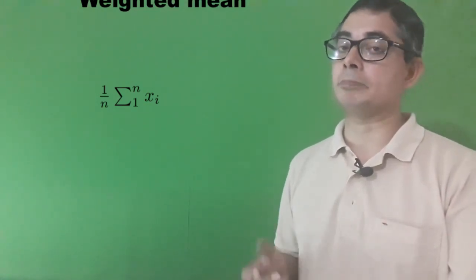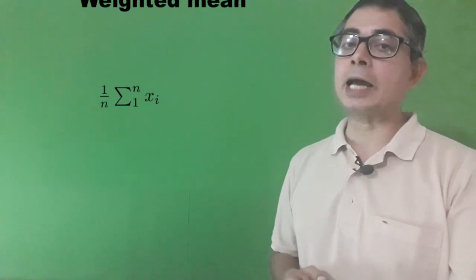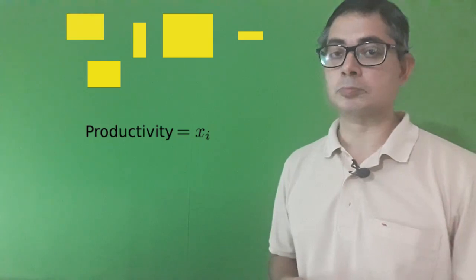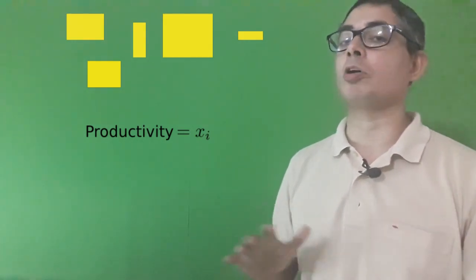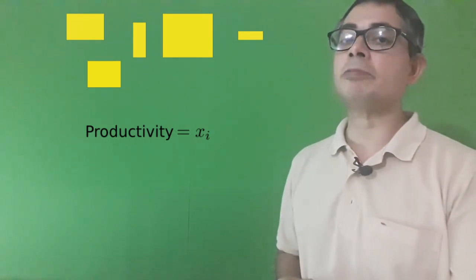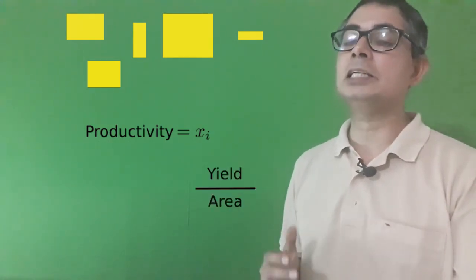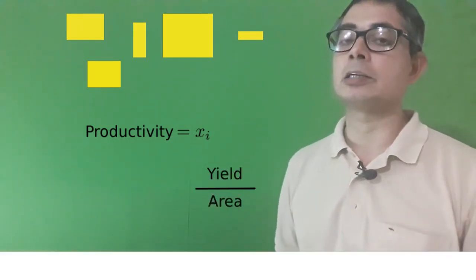Well, here is a simple example. Suppose that we have many agricultural plots of different areas and productivity levels. Let the productivities be called xi's. We want to find the average productivity level for all the plots. Productivity for a plot is measured as yield per unit area.